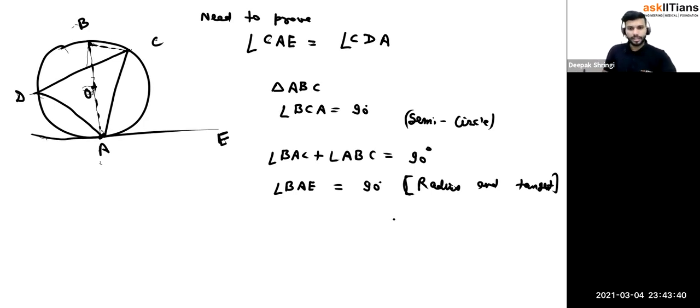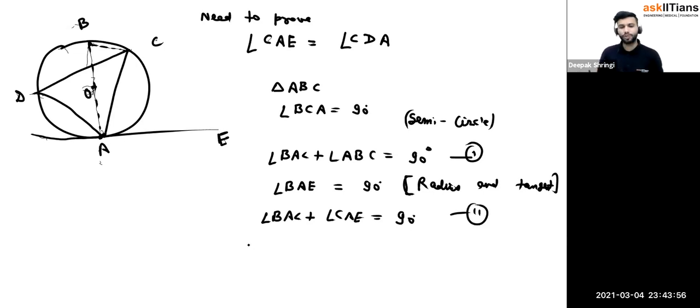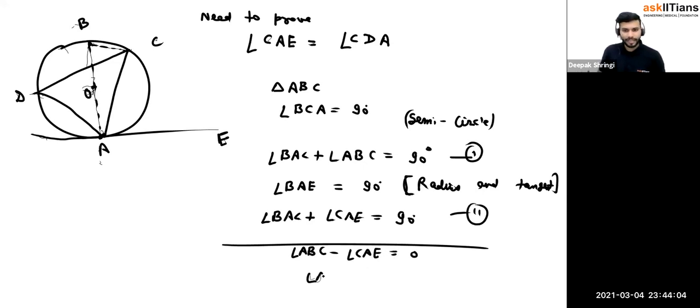That's clear to us. Now, if this angle is 90, that means angle BAC plus angle CAE is 90, right? Because that's what BAE is. Now, guys, just look at equation number 1 and equation number 2. If I subtract these two equations, what will I get? I'll get that angle ABC minus angle CAE would be 0. That means angle ABC and angle CAE are equal to each other.